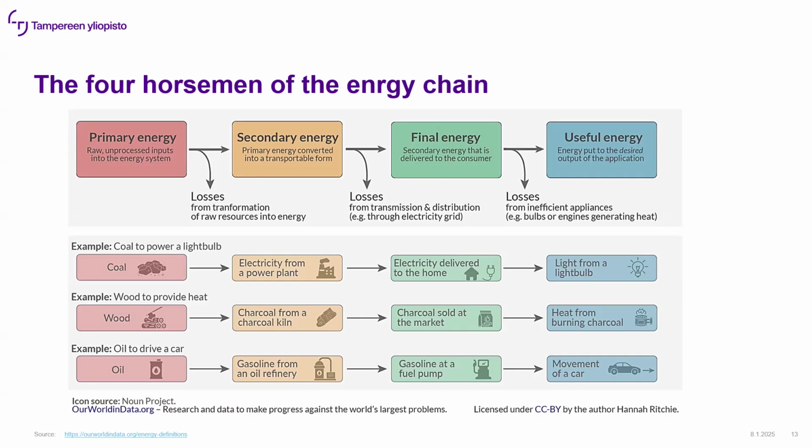So examples: coal, wood, oil, electricity from power plant, charcoal from charcoal kiln, and gasoline from oil refinery. Electricity delivered to home, charcoal sold at the market, and gasoline at a fuel pump. We have light bulbs in here, glowing, giving us the light. Then you can burn charcoal in a grill, and you have these hydrocarbon fuels in liquid forms that you can utilize to move your vehicle.